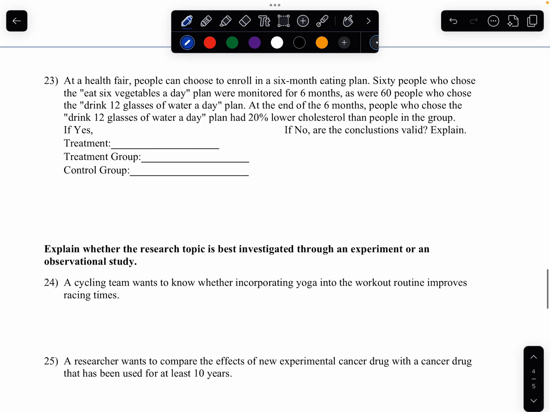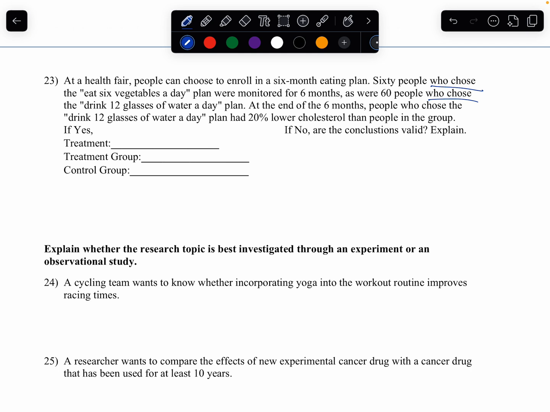Okay. At a health fair, people can choose to enroll in a 6-month eating plan. 60 people who chose the eat 6 vegetables a day plan were monitored for 6 months, as were 60 people who chose the drink 12 glasses of water a day plan. At the end of the 6 months, people who chose to drink 12 glasses of water a day had 20% lower cholesterol than the people in the other group.